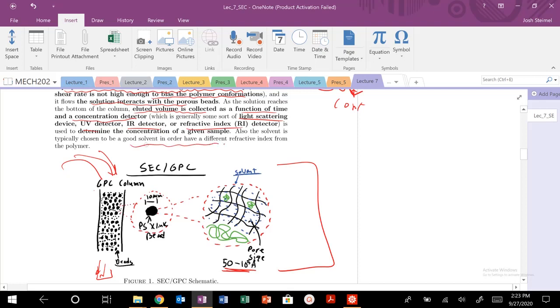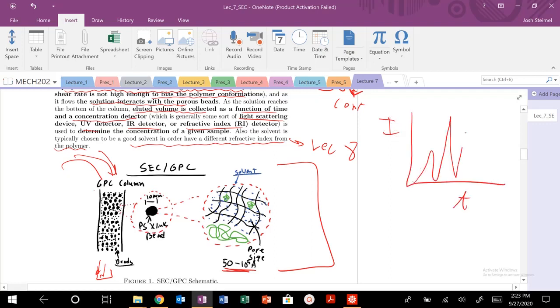Oftentimes you're going to use a good solvent that has a different refractive index from the polymer. More on this if you read lecture 8 on our light scattering experiments. But anyways, that's typically the kind of detector used, so we're basically plotting as a function of time. There's going to be some intensity versus time, and you're going to get some peaks. And these peaks are where we can see polymers escape from our column.